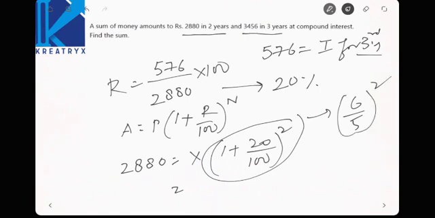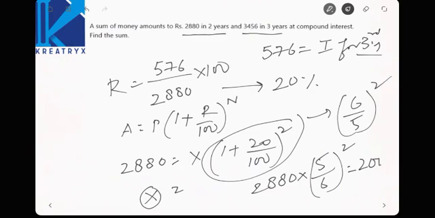Now the sum is x, which is equal to 2880 into 5 by 6 whole square, right? Upon simplification, see here, you will get the answer as 2000. It gets cancelled in the 6 table, right? Easy calculations.